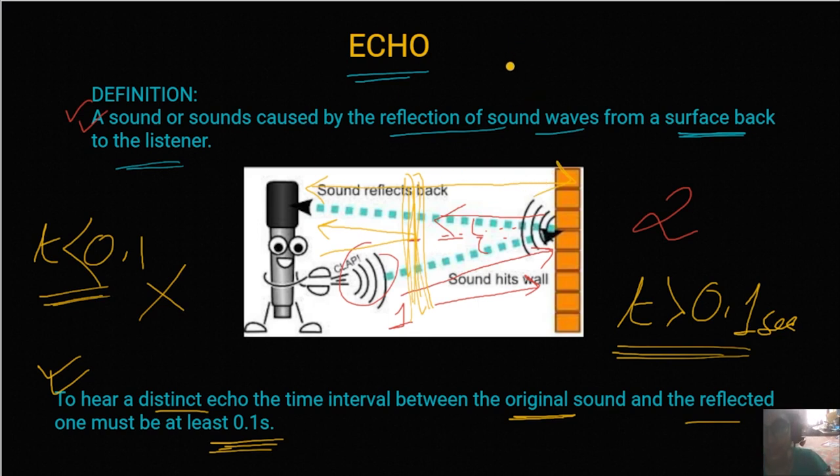So now what is the distance? Suppose you know that the speed of sound through air is 330 meter per second. Okay, 330 meter per second is the speed of sound.